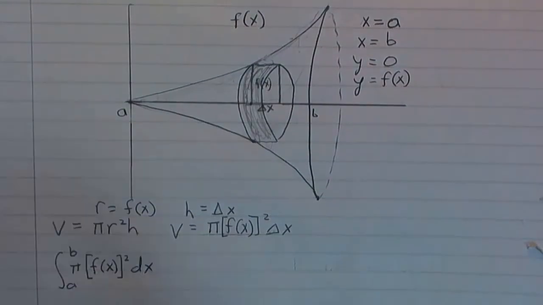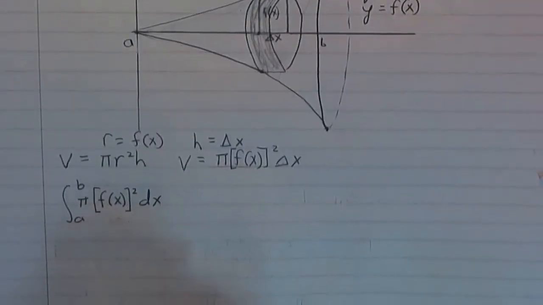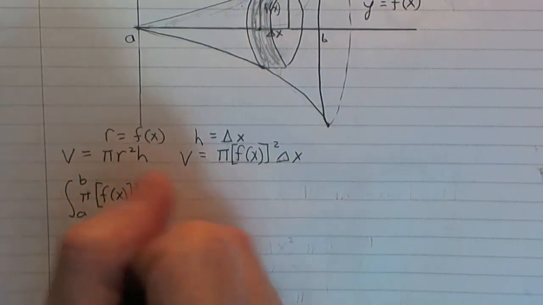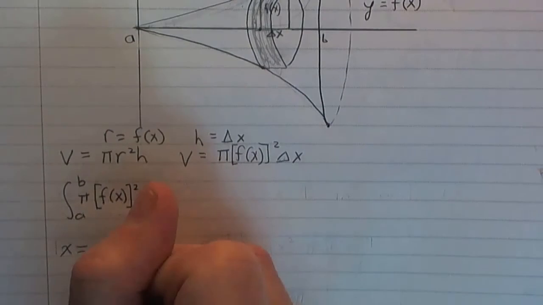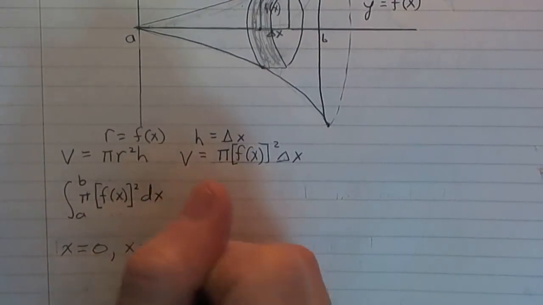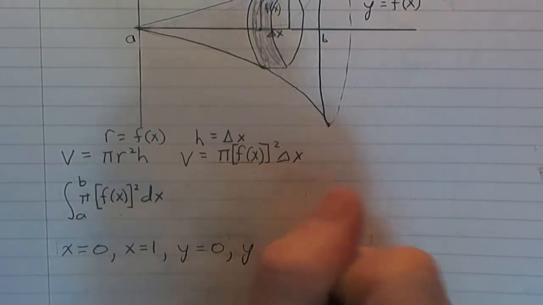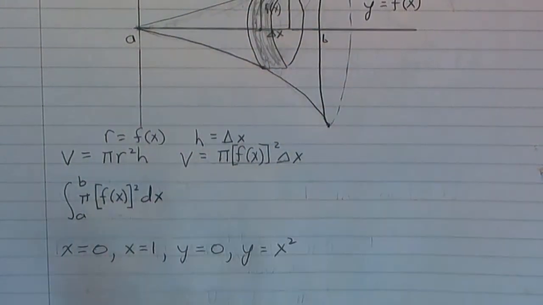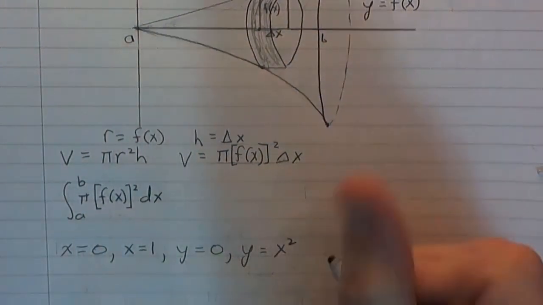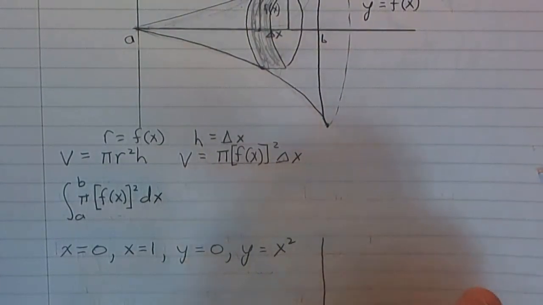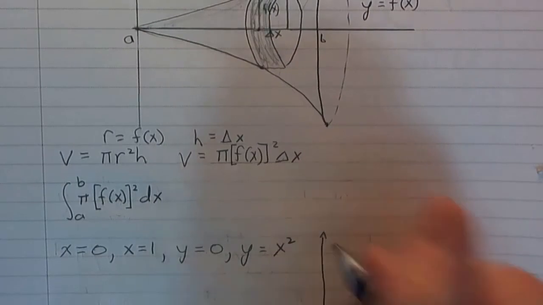But let's see an example here. Let's suppose I've got a region bounded by x equals 0, x equals 1, y equals 0, and y equals x squared. So I've got this region. Let's see what that looks like. Let's see if we can piece it together to see what's going on here.